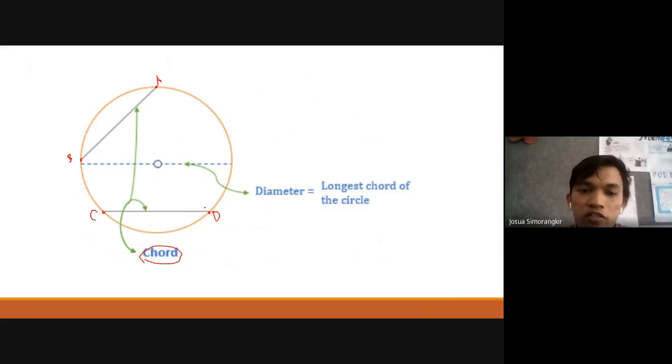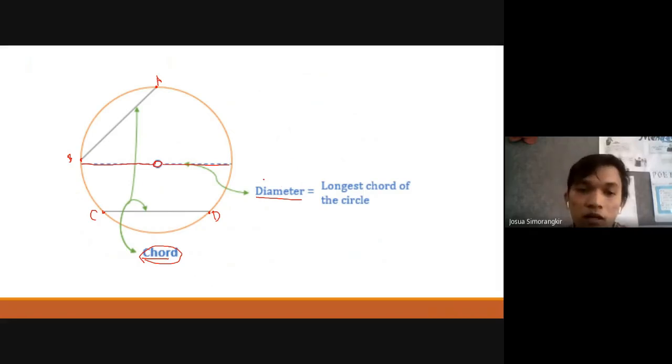And look at this one, also a chord. When we connect two points on the circumference, but through the center, actually we call this a chord, but very often we call it a diameter. So the diameter is the longest chord of a circle.